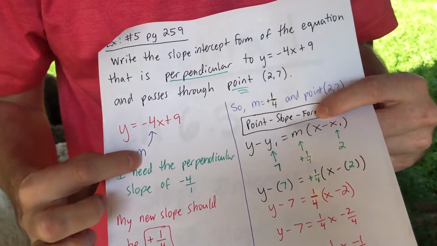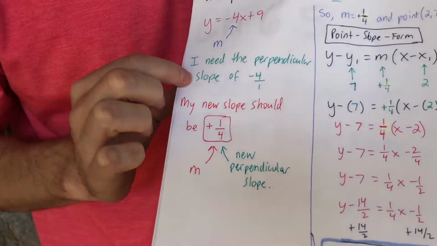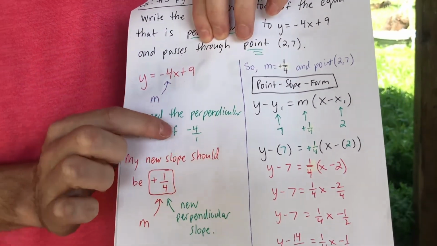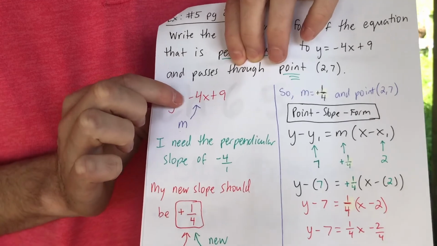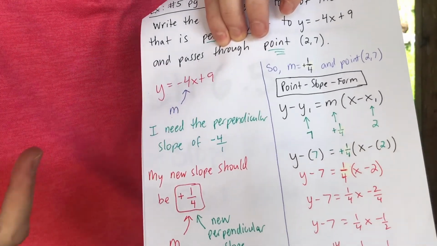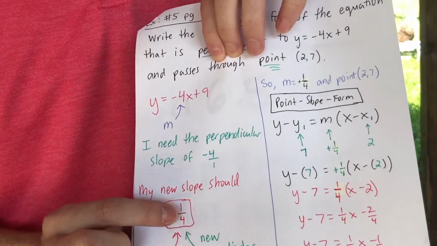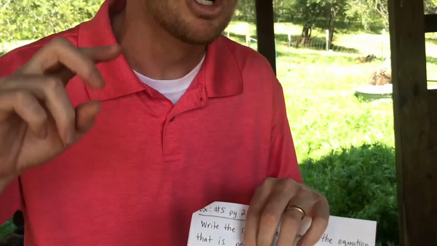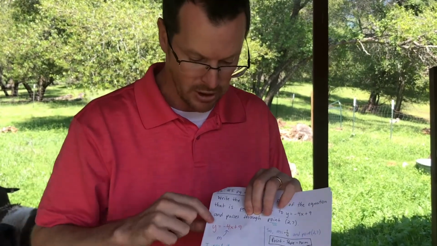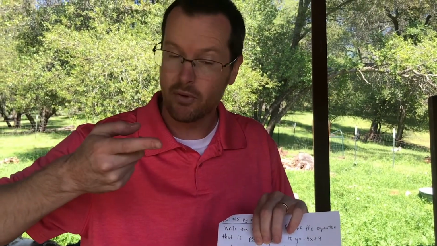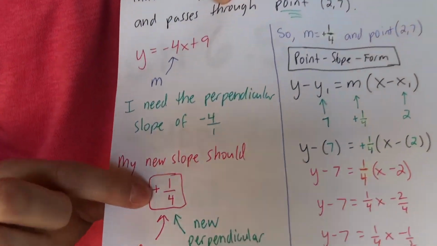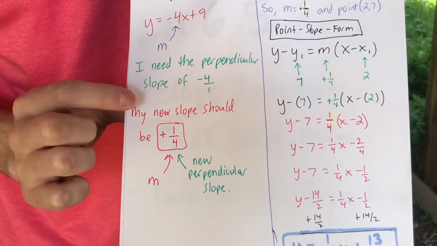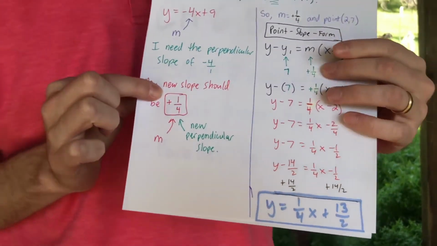Well, if your slope is negative 4, and you want it to be perpendicular to that, then I need to flip over negative 4. So negative 4 was negative 4 over 1. If I flip that over, it's going to be 1 over 4. And since that's negative, this has to be positive. Okay, so to get perpendicular, you've got to flip it over. So this negative 4 over 1 turns to 1 over 4, and it was negative, so we've got to turn it positive. It's the complete opposite. So I know that my new slope has to be positive 1/4.